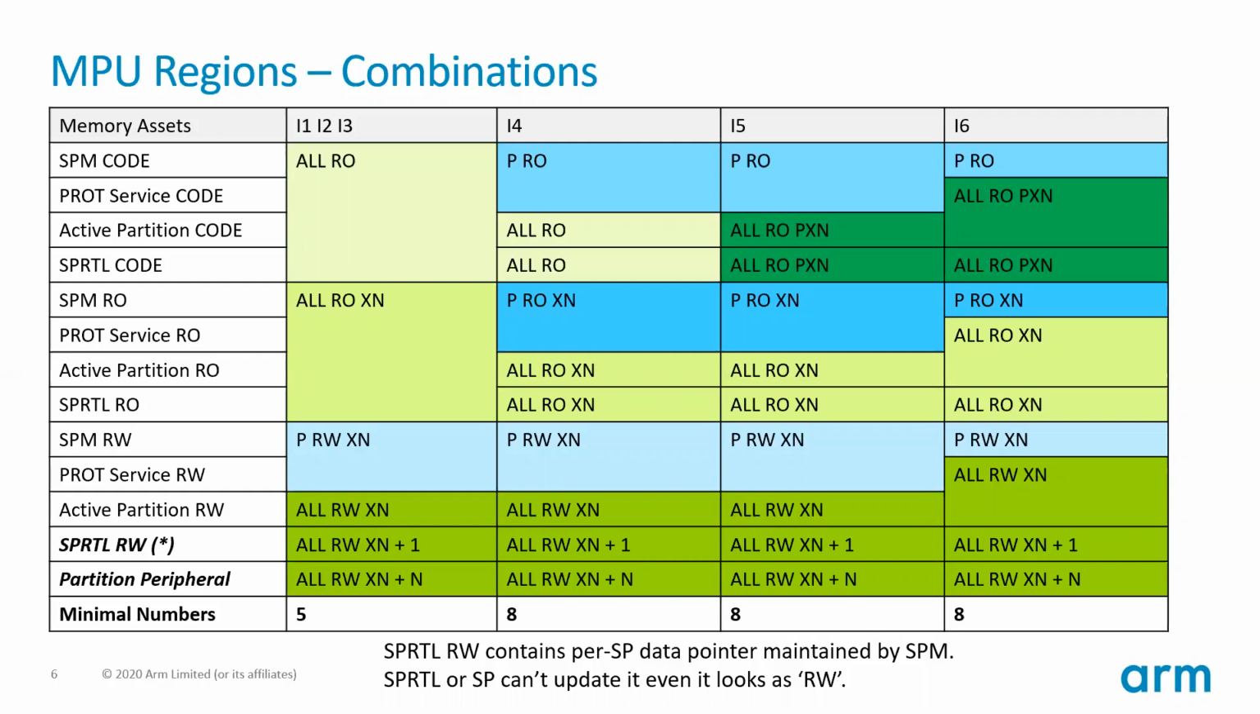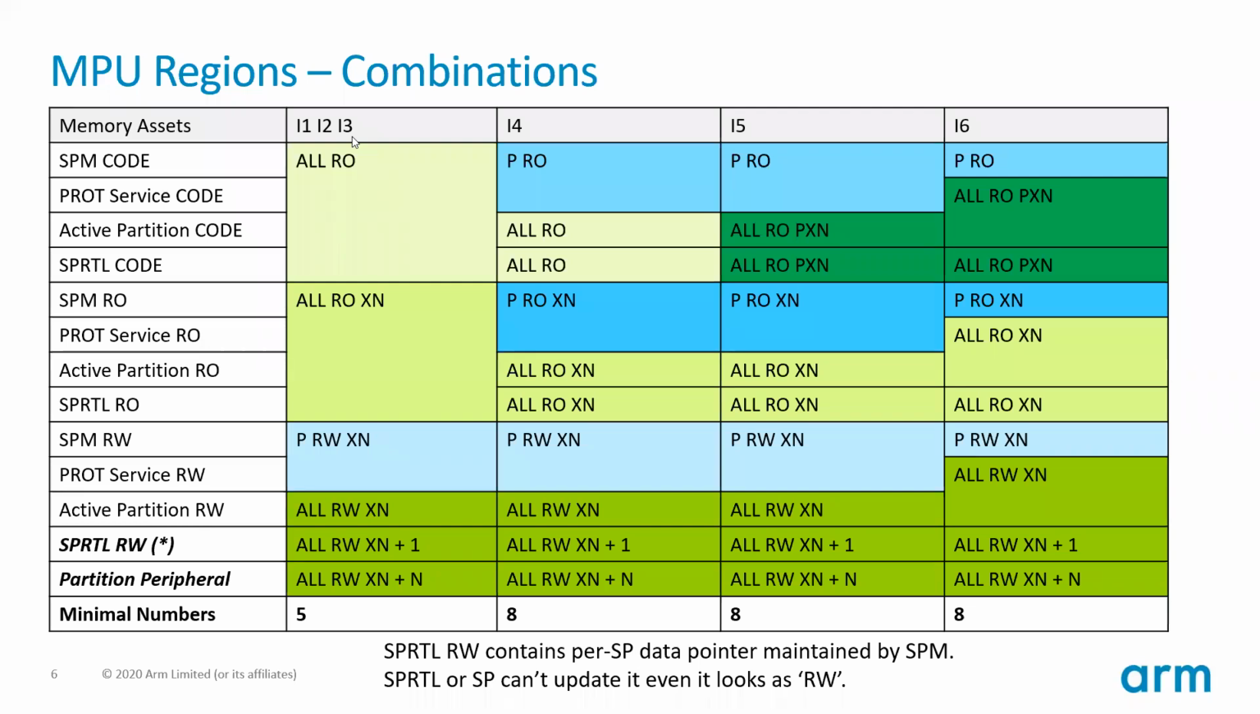Yeah. So the box in the table is not necessarily what the MPU permissions would be. Or you need a footnote to explain that the permissions for the SPRTL RW row are special. Yeah, it's special, I think.